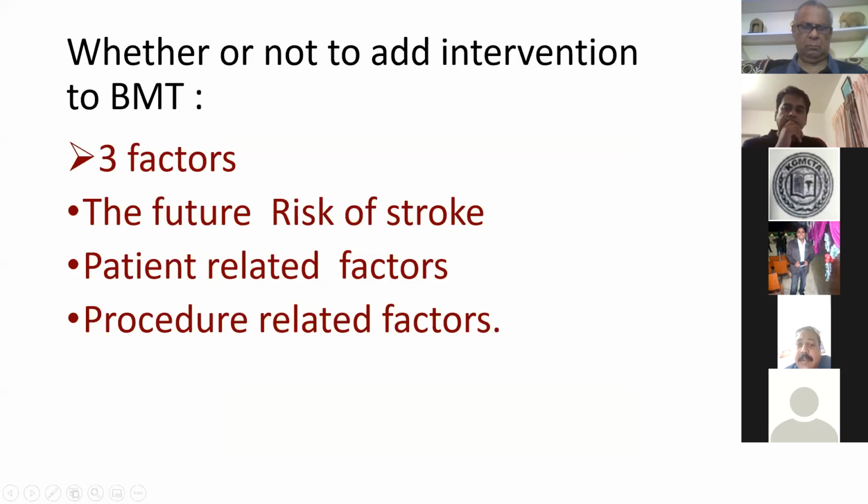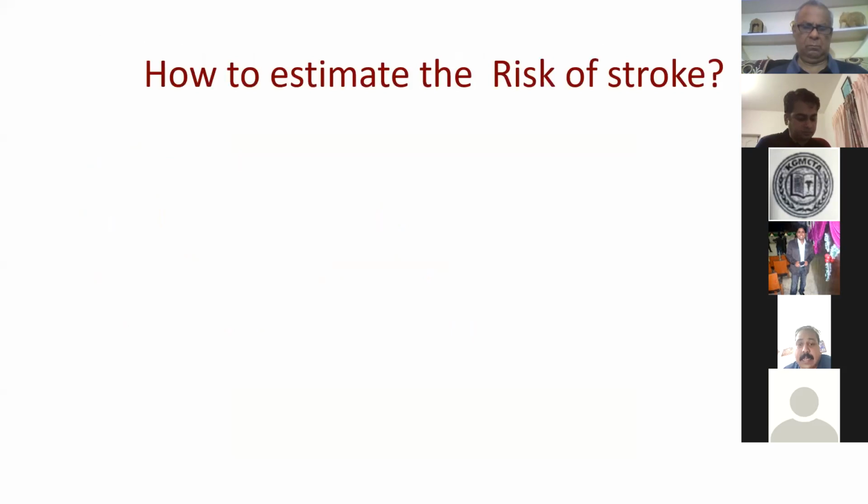So in addition to the BMT, whether any intervention ought to be done in addition to BMT is based on 3 factors. One is we have to know the future risk of stroke of that patient, then the patient-related factors and procedure-related factors. Next. So how to estimate the risk of a stroke for a particular patient?